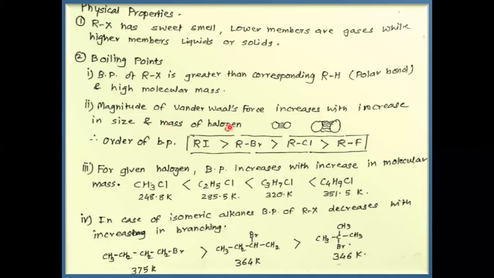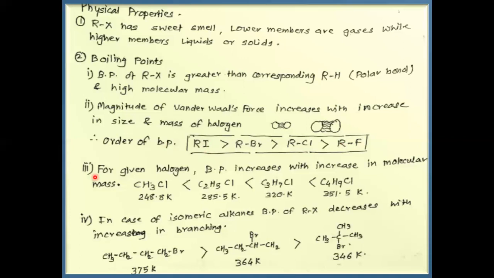So the order of boiling point is: alkyl iodide is greater than alkyl bromide, than alkyl chloride, than alkyl fluoride. Fluorine has a smaller size, so the van der Waals force of attraction is very small. Iodine is bigger, so the force here is greater because the size of iodine is greater.